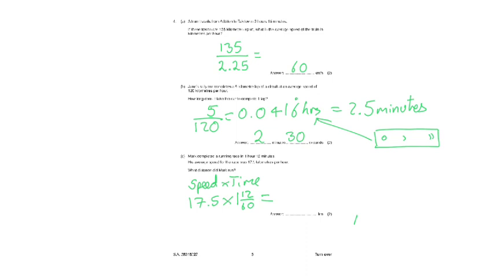So 17.5 times, use the shift fraction button if you want to do this, 1 and 12/60ths, and that gives you 21 kilometres, which again makes sense. How far did he go? He's going 7.5 kilometres per hour, and he's going a bit more than an hour, so 21 kilometres.